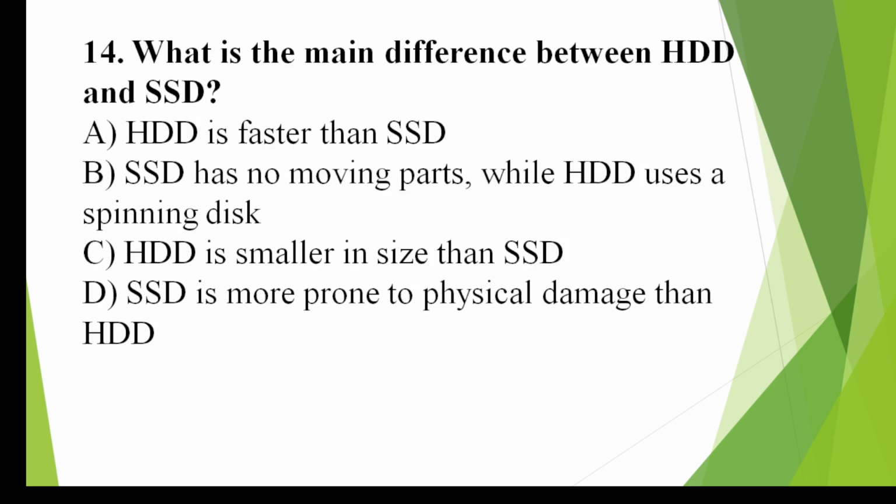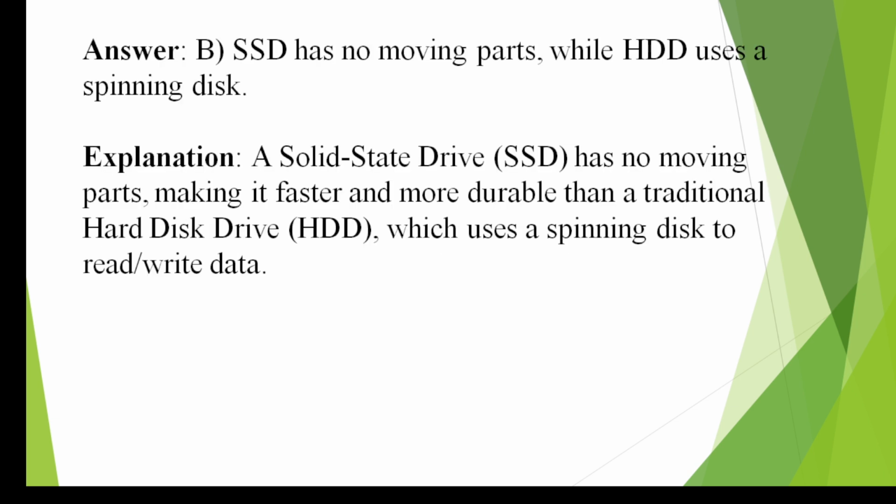Let's move to question number 14. What is the main difference between HDD and SSD? A. HDD is faster than SSD. B. SSD has no moving parts, while HDD uses a spinning disk. C. HDD is smaller in size than SSD. D. SSD is more prone to physical damage than HDD. The correct answer is B. SSD has no moving parts, while HDD uses a spinning disk.